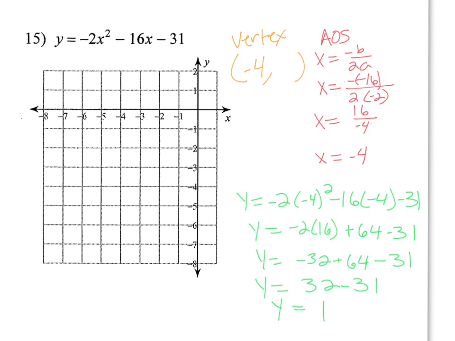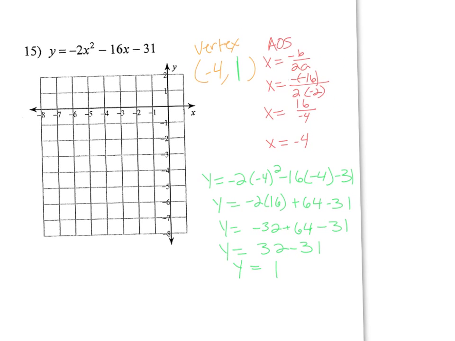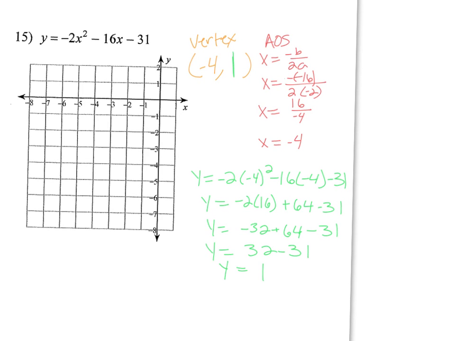So we have our vertex at (-4, 1). Alright, I'm going to move to the side here and show you the t-chart with this information. This is what we're going to do next, combining some of the old stuff with some new material. In order to get this graph going, we need to make a t-chart. I've mentioned plenty of times that the very crucial thing in this t-chart is picking your x values.